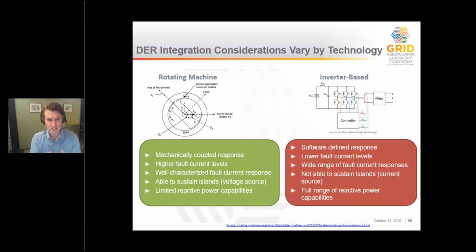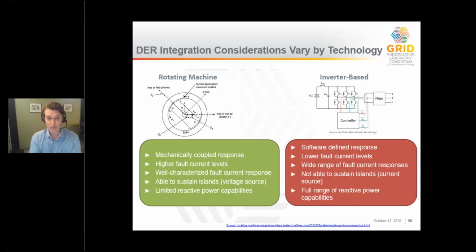By the nature of these devices, these rotating machines, they have a lot higher fault current. So if we think about protection impacts, and a large amount of energy when a tree drops on the line or a squirrel or whatever causes a fault, that fault current is quite a bit higher than inverters. And these also have a very well-characterized fault current response that's based on the physics of the device. And they can sustain islands. They're actually a voltage source. They can create fundamental voltage on the system that can energize loads, and inverters can follow this fundamental voltage.